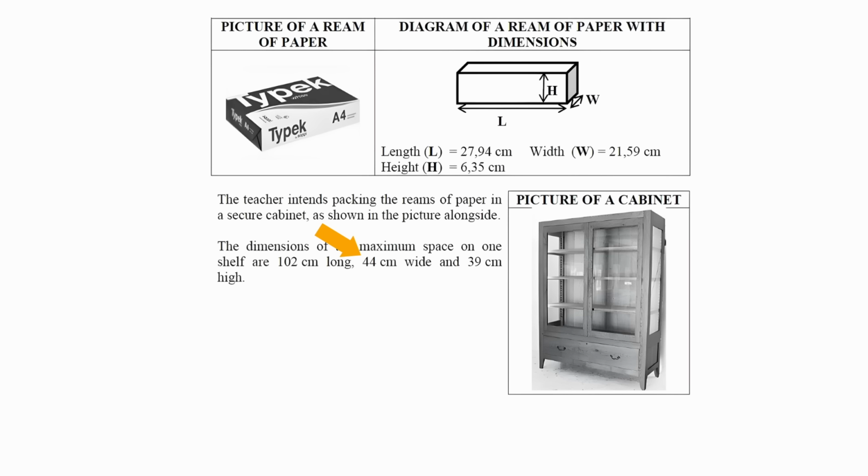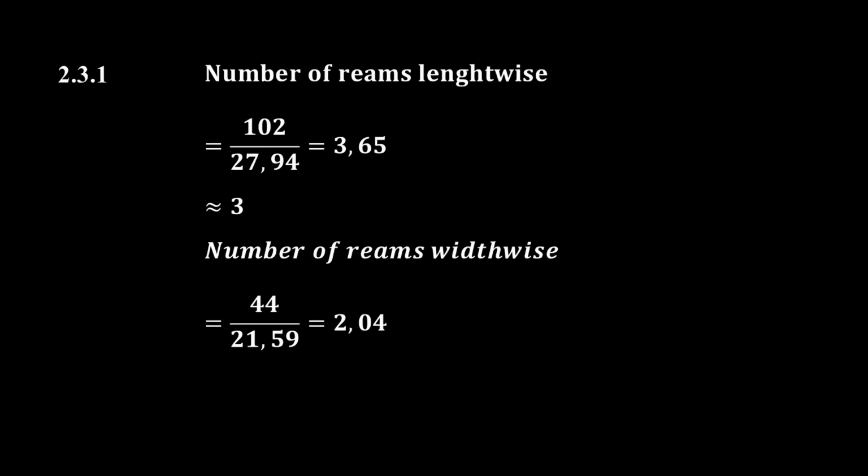This will be the width of the cabinet space of 44 centimeters divided by the width of one ream of paper of 21,59 centimeters, and this equals 2,04. This number needs to be rounded down to 2. So 2 reams of paper can fit widthwise in the cabinet.